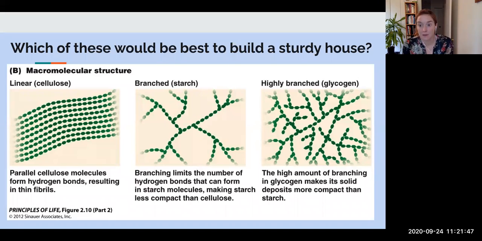And most animals lack the enzymes to break down cellulose, which is why it's sometimes called insoluble fiber or indigestible fiber. It's important for us. It helps scour our intestines as it moves through. It helps keep you regular as far as your digestion goes. But we're not able to really digest it.